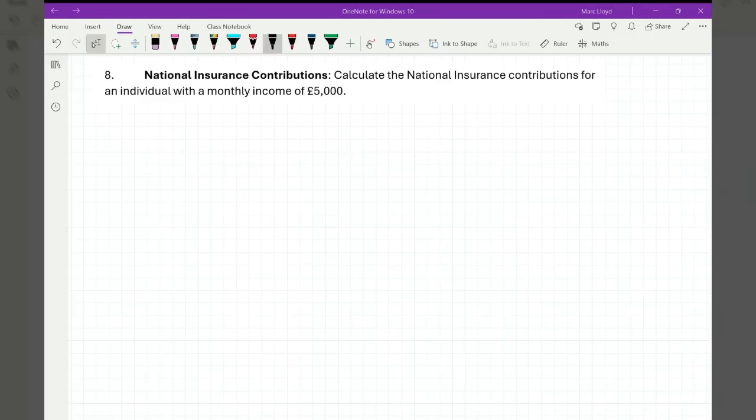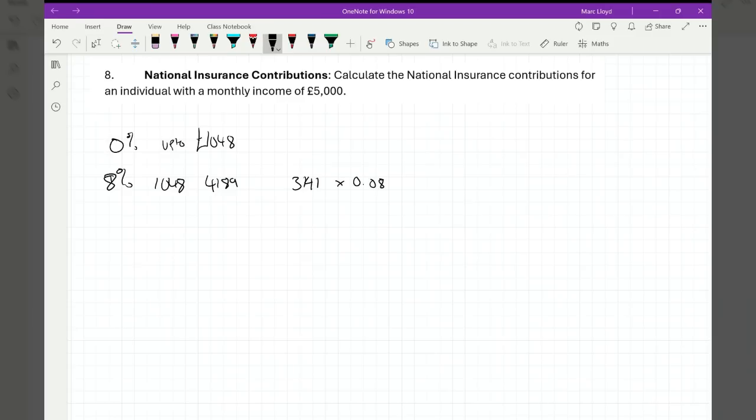Okay, so I don't like this question because I like to do things annually, but we're going to do it with the monthly amount. So we've got 0% from the prelim, which is up to 1,048. In our 8% bracket, it's normally 12. That's the biggest change that we've got. It's not up to, it's going to be from 1,048 to 4,189. So 4,189 take away 1,048 is 3,141 in there. That's going to be multiplied by 0.08.